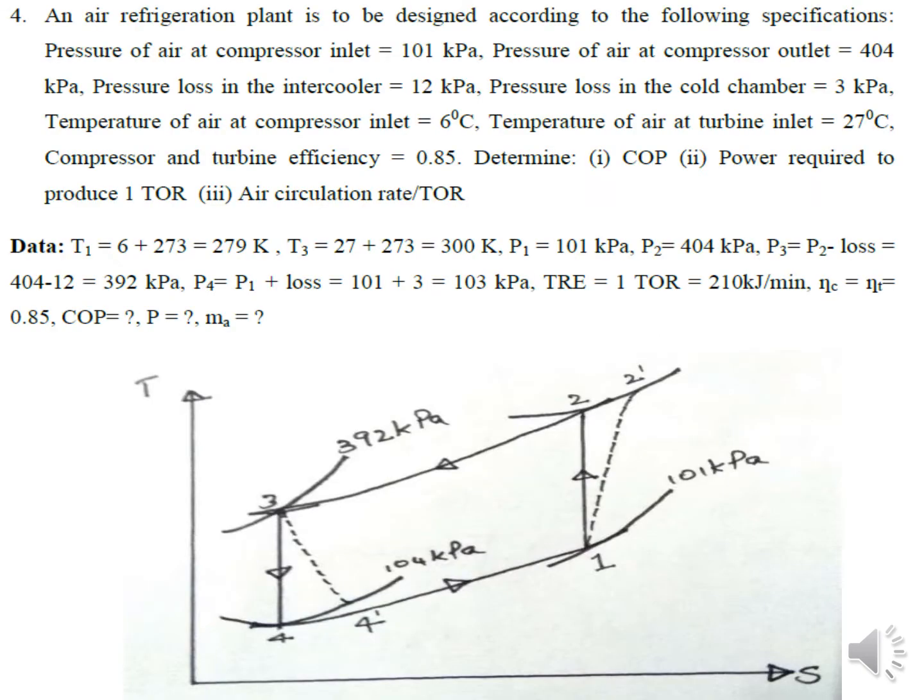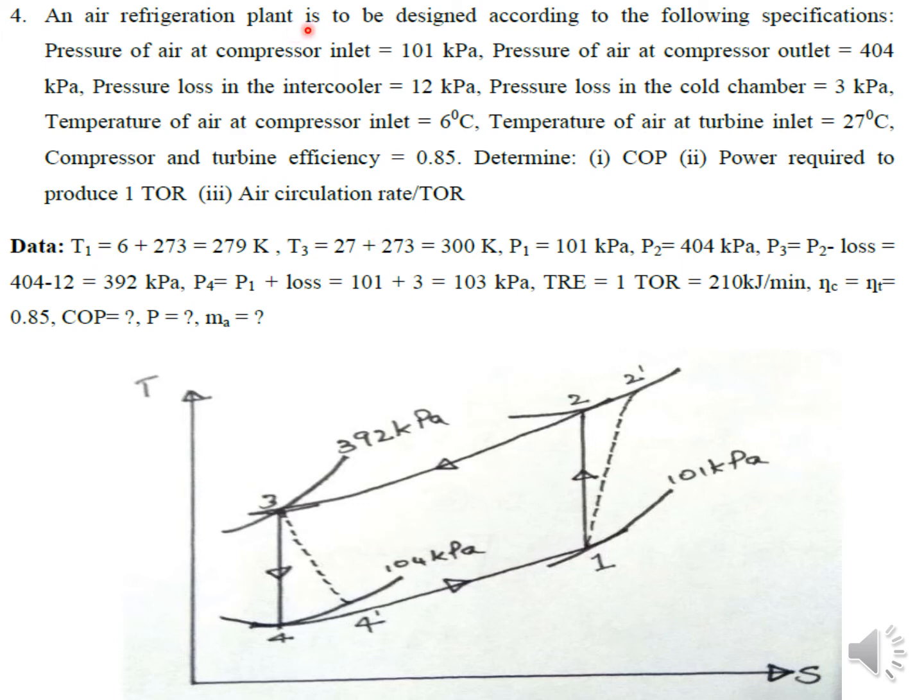Next problem we will take up. In an air refrigeration plant, we have seen till now the ideal refrigeration cycle. Now we will see the actual. Actual means the efficiency of the devices will be given in the problems.